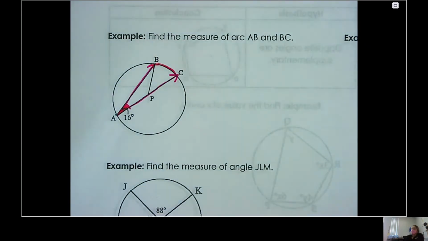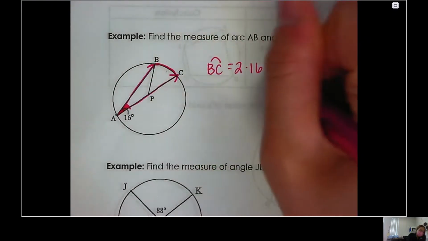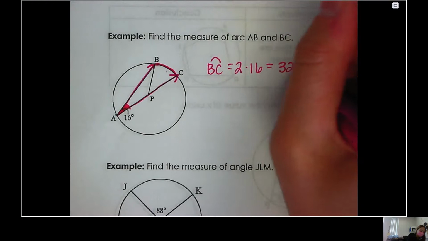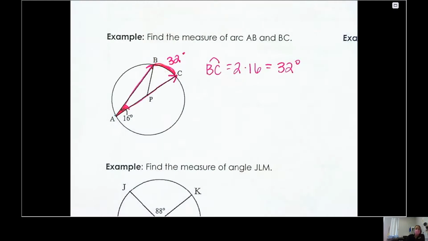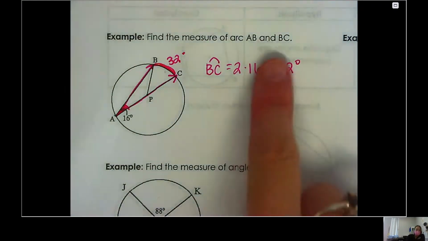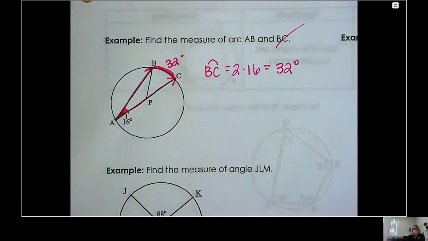Now, how am I going to figure out what that arc BC is? Yep, just double the 16. Exactly. And that'll give me this arc right over here. So I'm going to do 2 times 16. I get that the arc is 32 degrees. Perfect. So you have this piece already right here. This is 32. Wonderful. That's the first one, or the second one, technically. Figured that out. Woohoo!